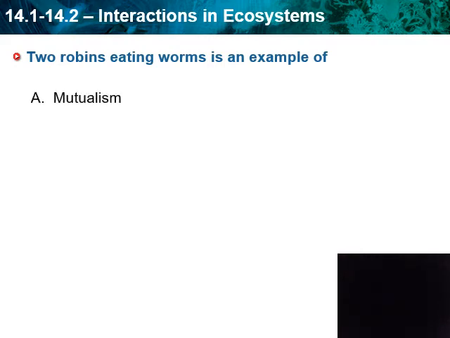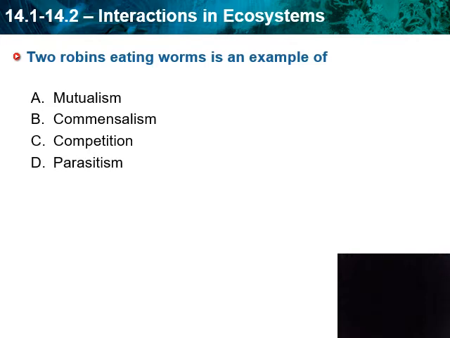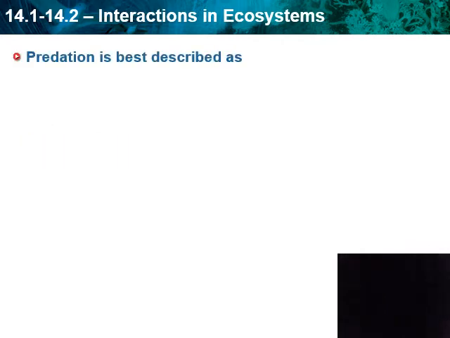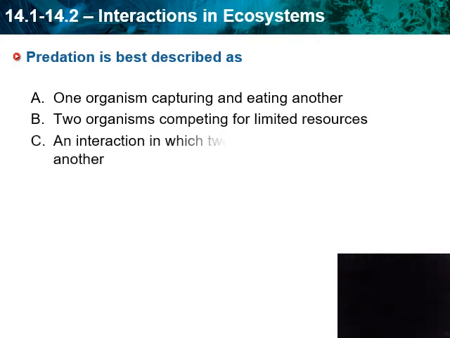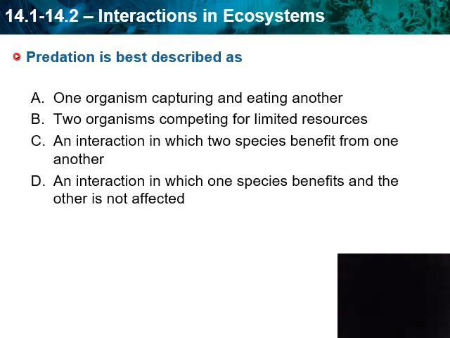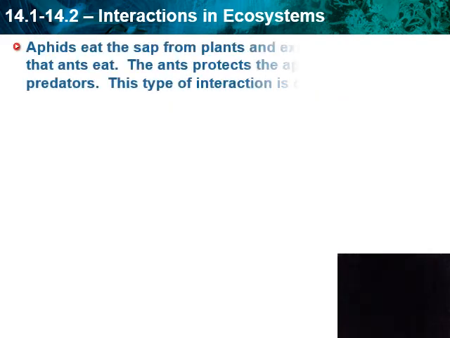Two robins eating worms is an example of, hopefully you said competition. Predation is best described as, give you a minute to read your possible answers. Hopefully you said A, one organism capturing and eating another.